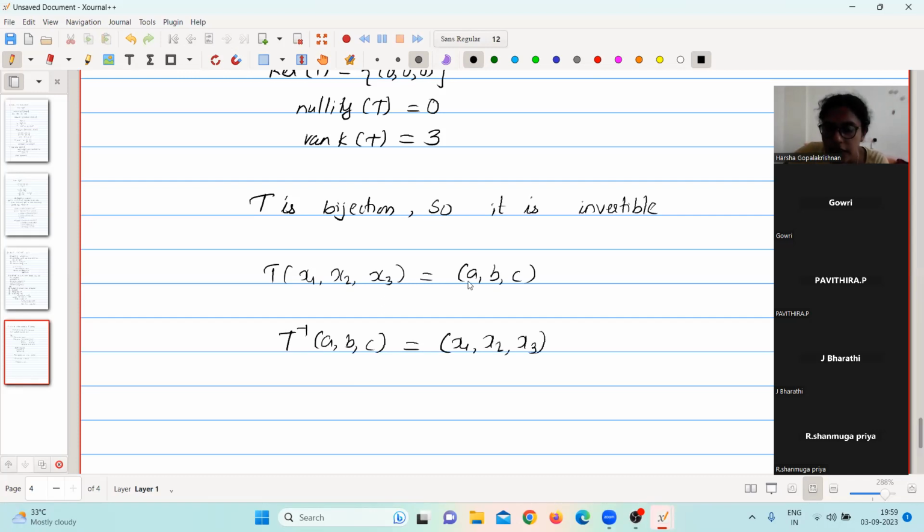That means if we have some random elements ABC from R3, we want to find what is T inverse of ABC. We just know what is T of x1, x2, x3. So, using this star, we will find what is T inverse of ABC.